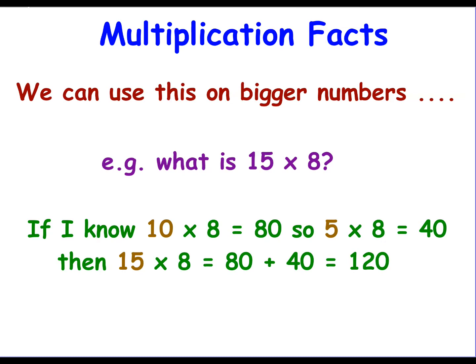We can use this process on bigger numbers. So for example, what is 15 times 8? Well, if you don't want to use the column method, we can use the chunking where we know that 10 times 8 is 80. Therefore, 5 times 8 must be 40. All we need to do then to work out 15 times 8 is add the 80 and the 40 together to give us 120.